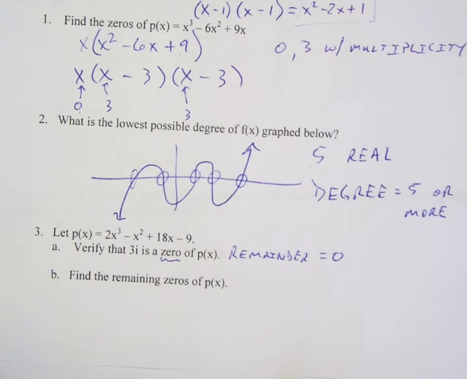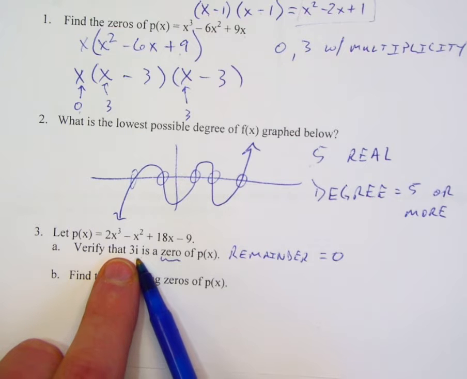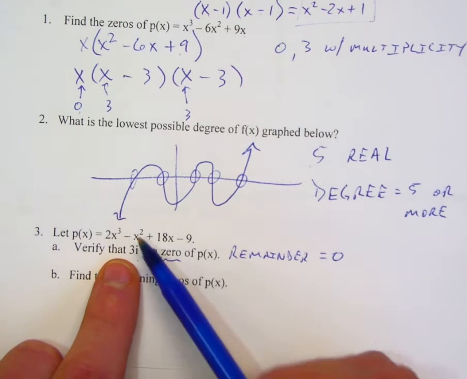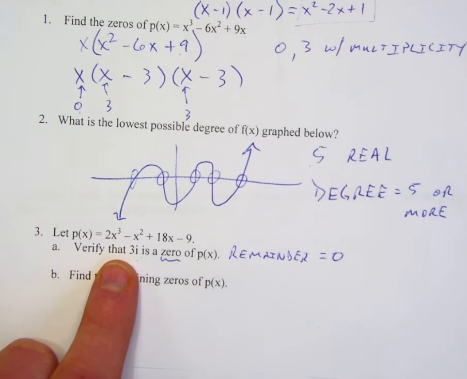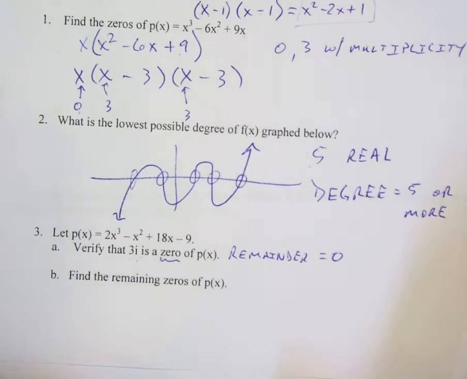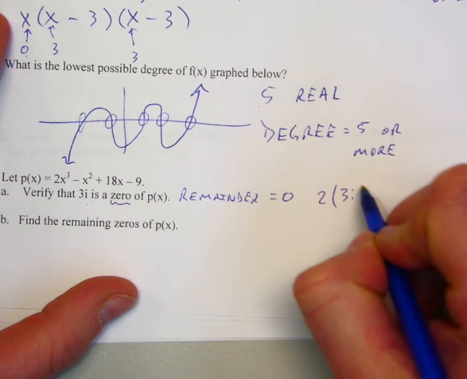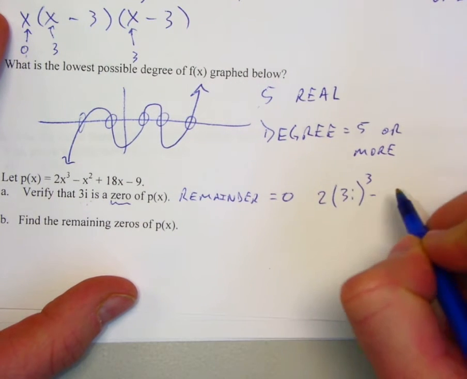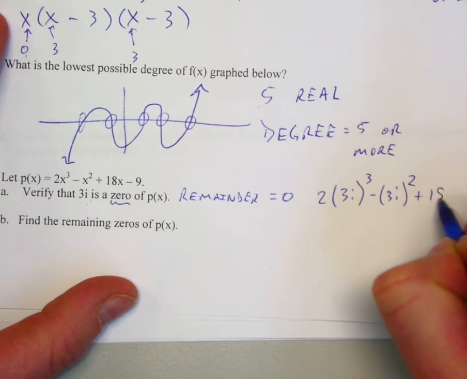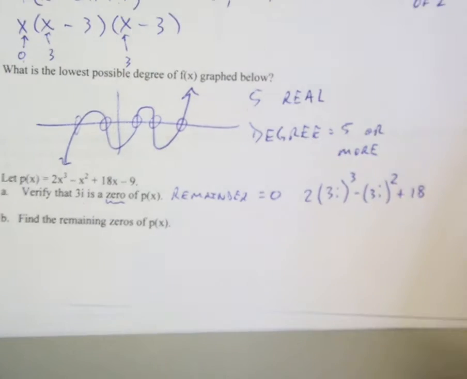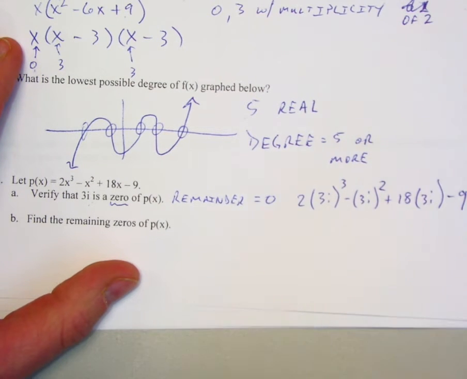Our remainder theorem says this. If I do division with this thing and I want to know what the remainder is, just plug it in. If I get 0, that means the remainder is 0, which means that it's a factor. So let's try it out. I'm going to go 2 times 3i power 3 minus 3i squared plus 18, still on paper here, times 3i, minus 9.